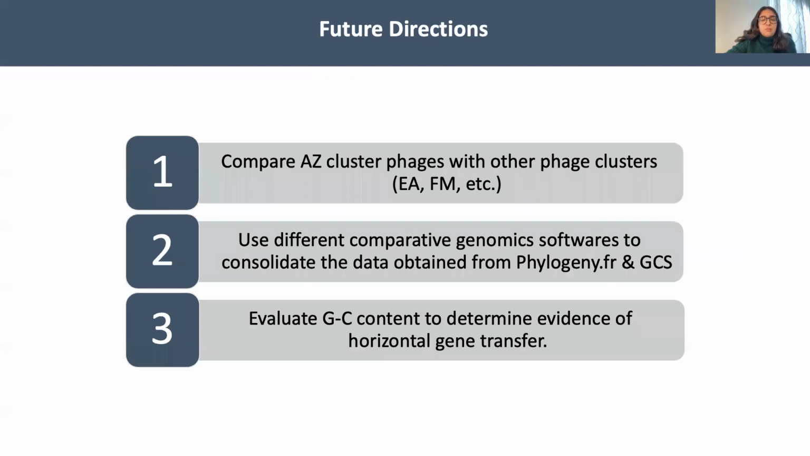In terms of future directions, there are many things we can do. We can use these comparative genomic softwares to compare AZ cluster phages with other phage clusters, such as EA and FM, which we know that the University of Ottawa is currently working on as well. We can use different comparative genomic softwares to consolidate the data obtained from phylogeny.fr and GCS. And we can evaluate the GC content, which is essentially the percentage of guanine and cytosine in the phage genome, to help determine if any genes were actually acquired from horizontal gene transfer, which is the transfer of DNA between genomes of different organisms, so from a phage to another organism to a phage.